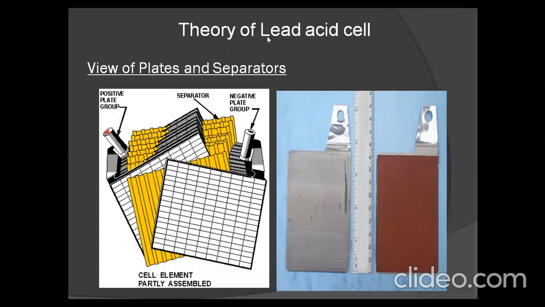This figure is the view of plates and separators. You can see this is positive plates group and this is negative plates group, and these are separators. You can see this is plates groups and this is only one plate. A collection of these plates will be added to one group, and the plates of the lead acid cells are positive plate groups and negative plate groups.